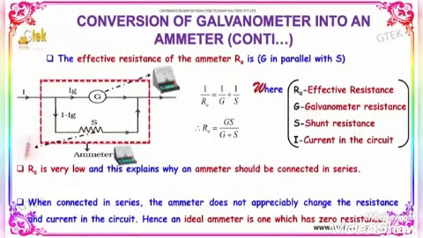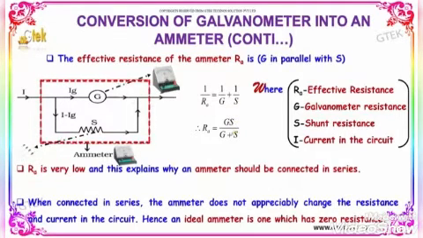The effective resistance of the ammeter Ra is given by 1 by Ra is equal to 1 by G plus 1 by S. Therefore, Ra is equal to GS by (G plus S).